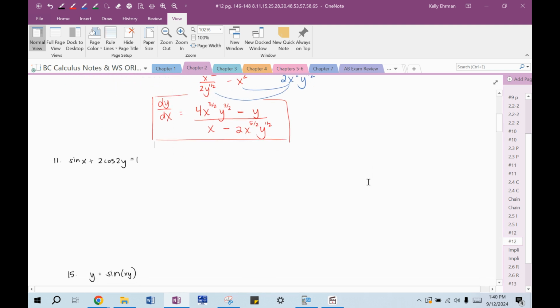Okay, so number 11 has the same set of instructions, a little bit less complicated as far as the number of steps we'll need to simplify.